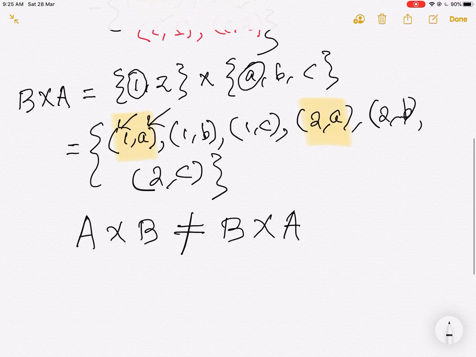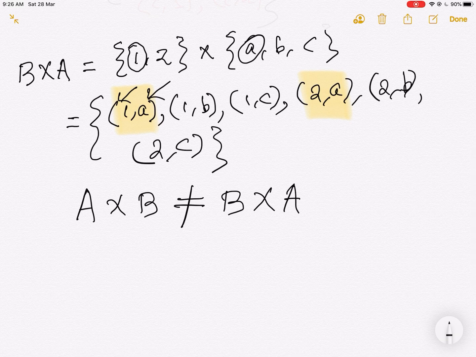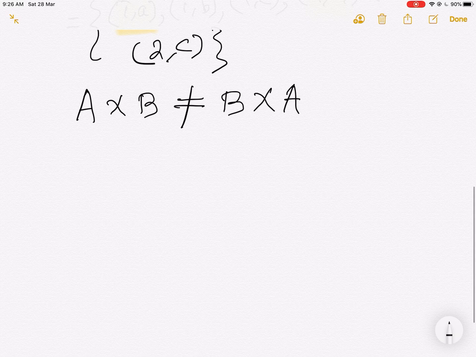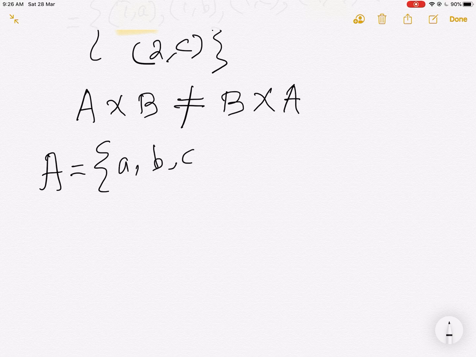Let me now proceed to the concept of set relations. Here we are dealing with the same sets A and B. So our set A has the members a, b, and c. The set B has the members 1 and 2.